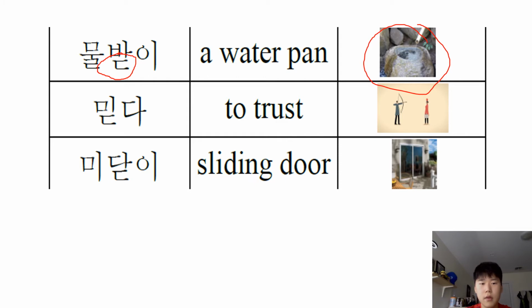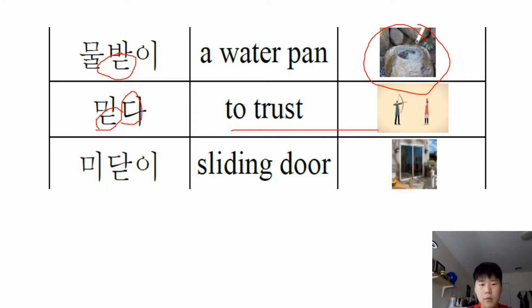And then there's 믿다, which means to trust. Can you see which part of the word has the 디귿 받침? Yep, it's the first part. And don't get confused when there's a 디귿 on the side over here, because this is not a 받침. Okay.